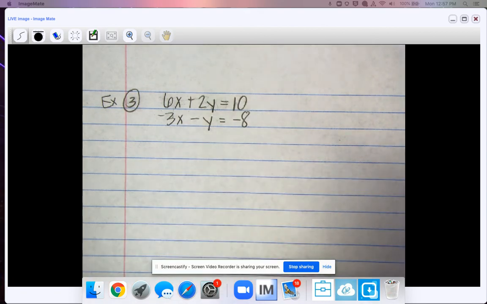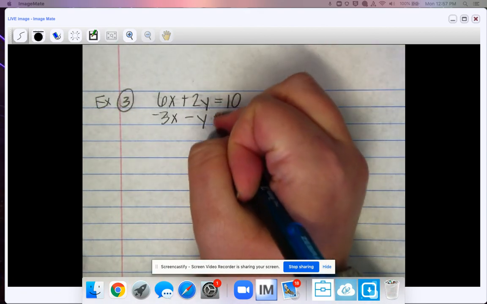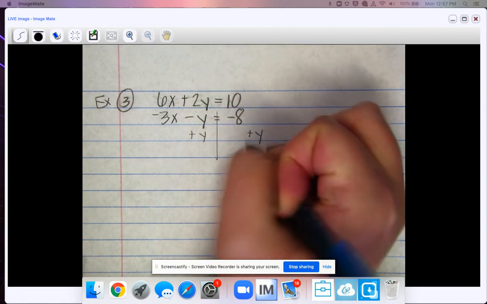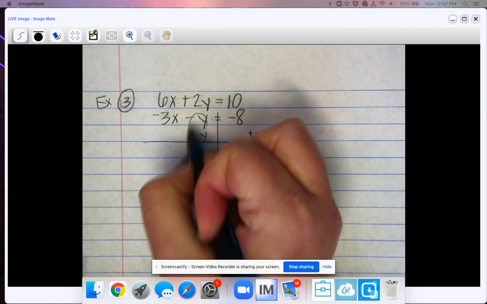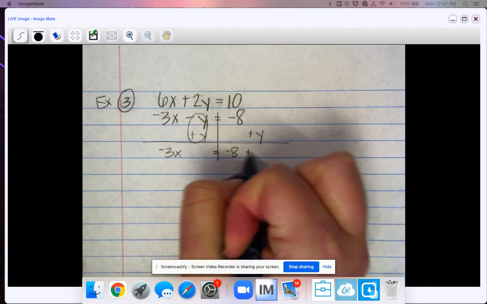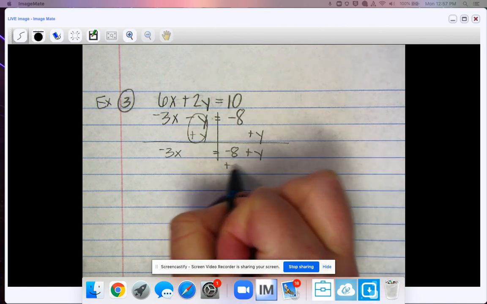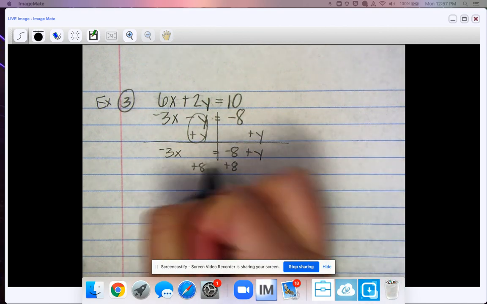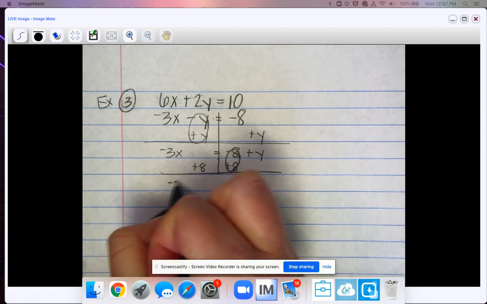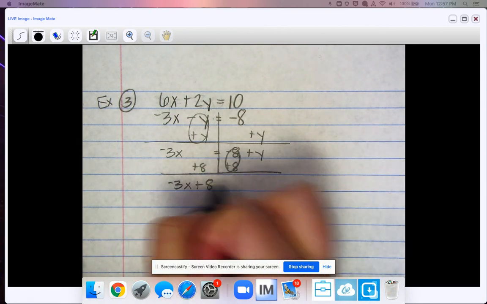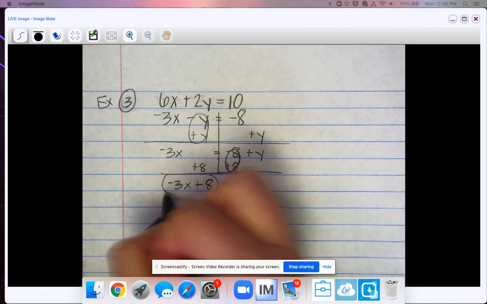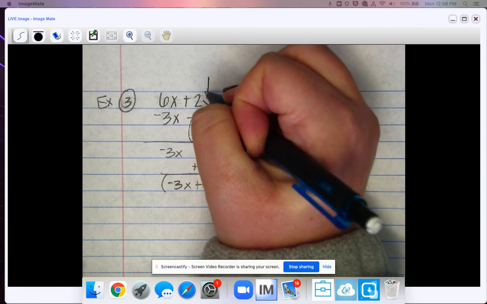It's got a negative 1 in front of it, but I'm going to go ahead and add y to move it over here. So that makes it a 0 here. And then I'm going to add 8 to get rid of the negative 8 over here. So I have negative 3x plus 8 equals y. So now y is isolated. I'm going to take this expression and plug it in right there.